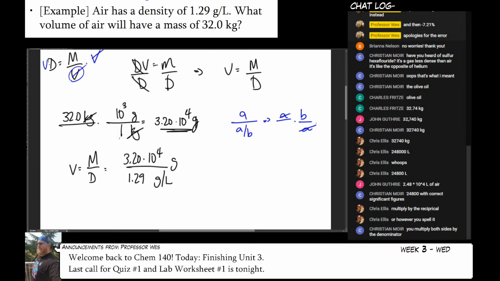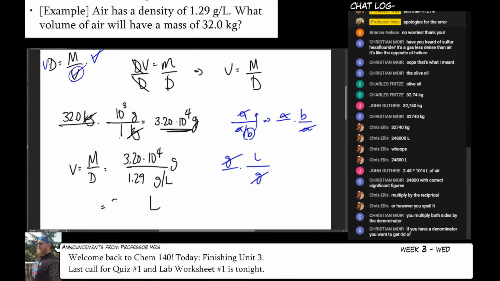So if I have a unit on the bottom of a fraction that is also itself on the bottom of a fraction, the other two things just cancel out, right? And then whatever is left down here gets promoted to the top. So this is the same as me writing grams times liters over grams, and the grams cancel. So the unit that will be left over when I'm done with this is just liters. And so now I can punch that in the calculator. 3.20 times 10 to the 4 divided by 1.29. And it'll be that many liters. 24,806. I get to keep 3 of those sig figs. So I have 24,800.